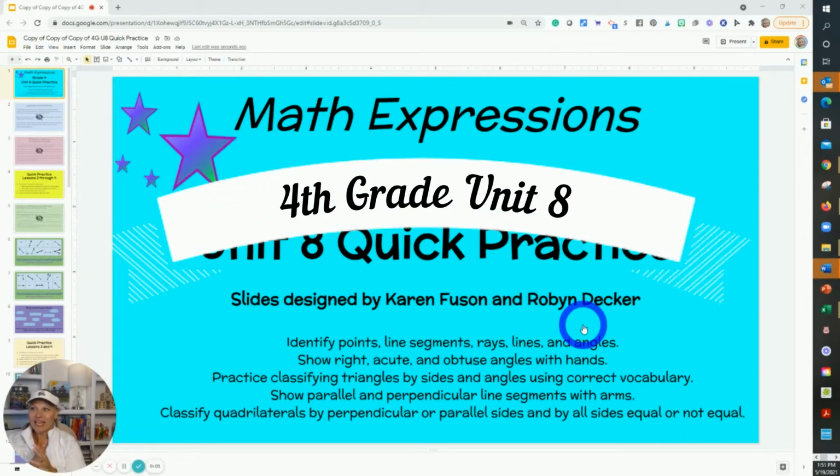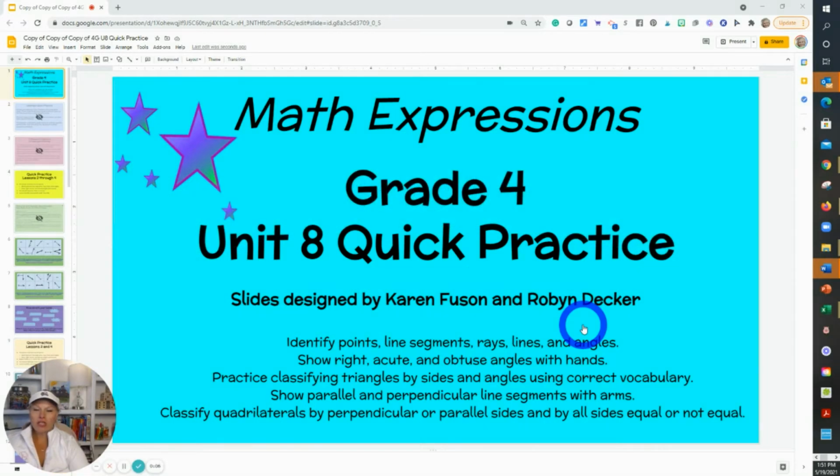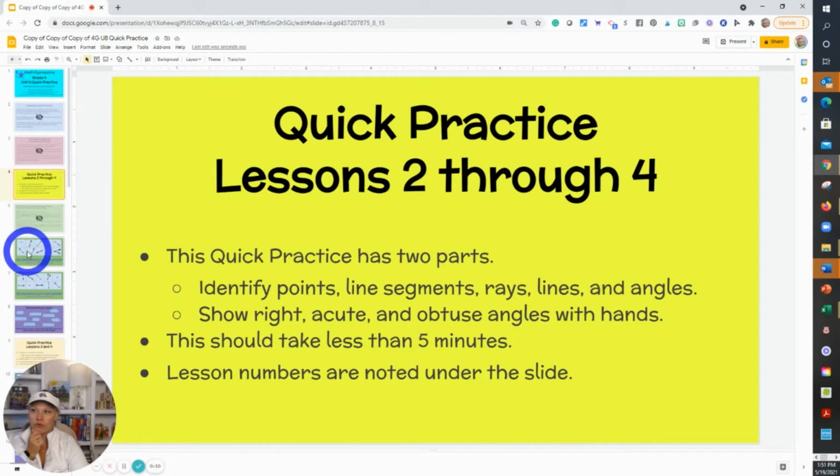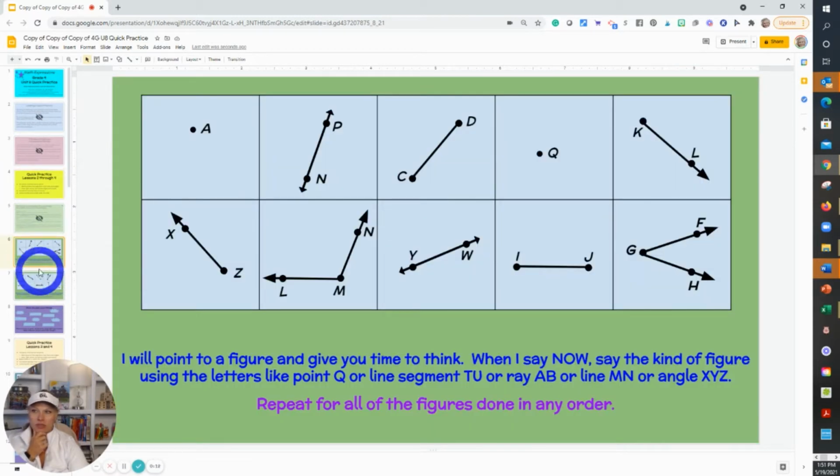Well, hey friends, let's dive into grade 4, unit 8 quick practices. So these are pretty fun actually. We're going to start over here with lessons 2 through 4. You have a set of slides, you can tell. Remember, again, anything that's not hidden or skipped is a slide you would be showing students.